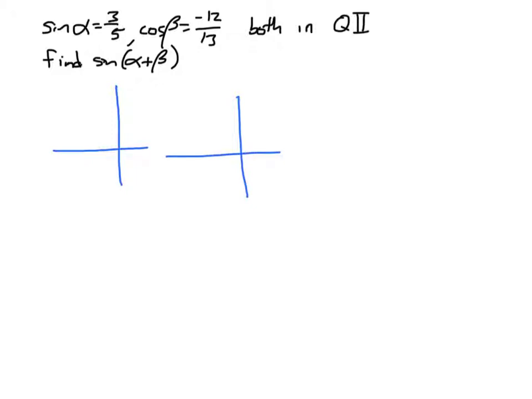Okay, so these are both in quadrant 2. So here's my alpha. Here's beta. Now, I'm told that the sine of alpha is 3 over 5. So, the opposite over the hypotenuse, 3 over 5. And the cosine of beta is negative 12 over 13. Adjacent over hypotenuse.